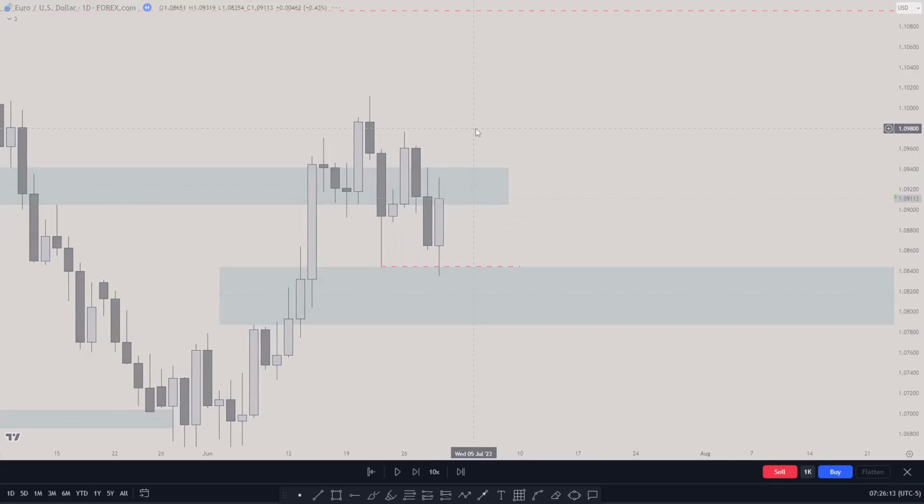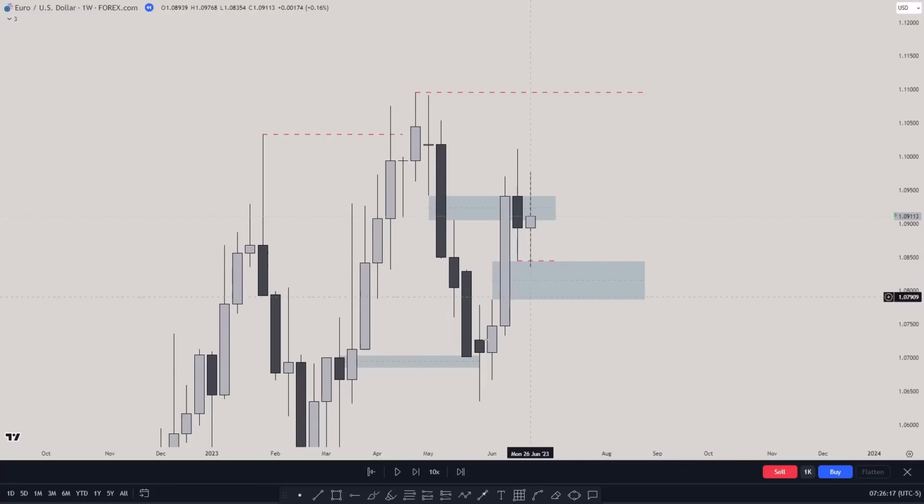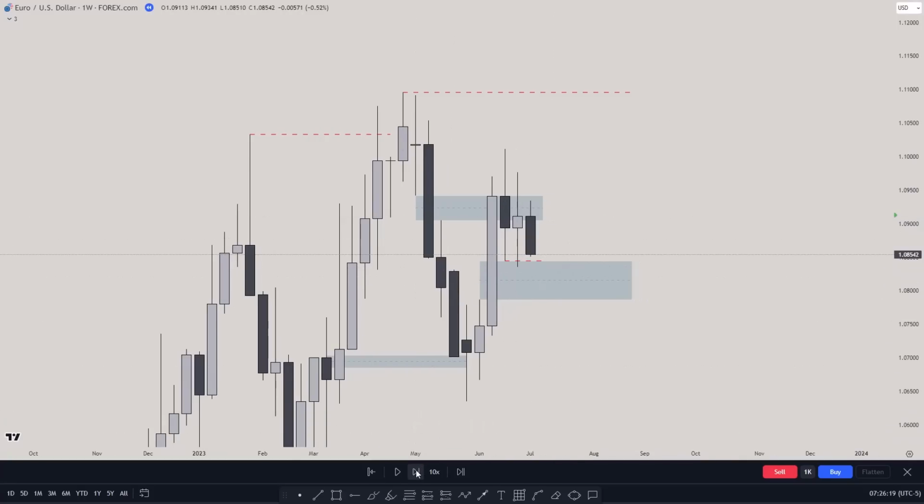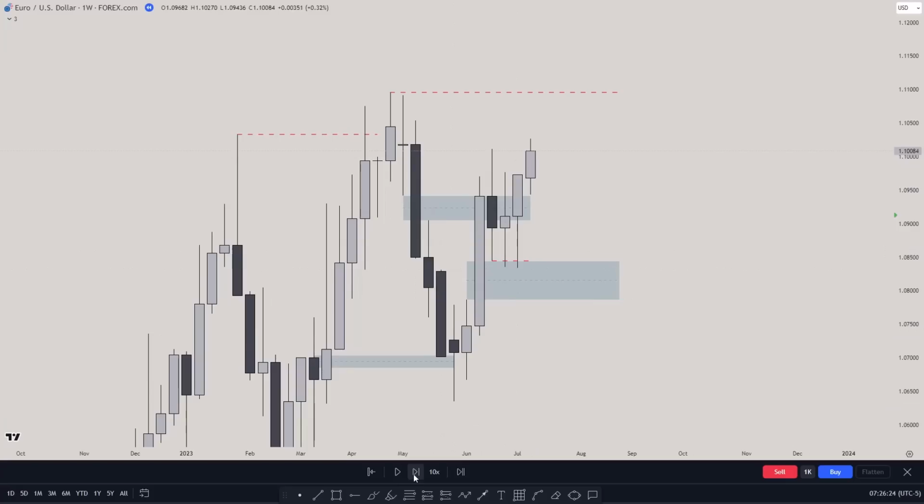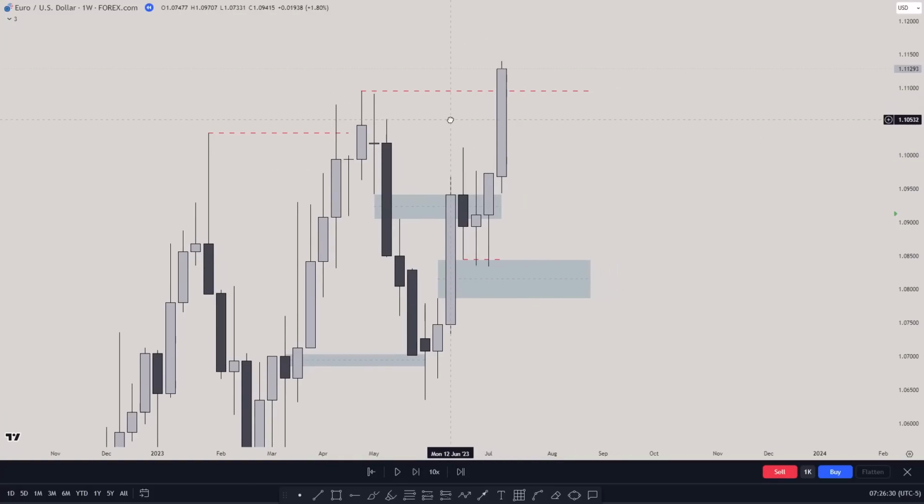So if I go to the weekly, we got the rebalance of the fair value gap, and now we could be going up, actually another sweep to the downside, and we can see that price is actually going up. What is my drawn liquidity? It's this high, and now it's taken. So it's as simple as this.